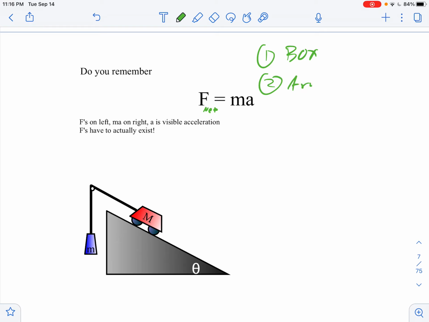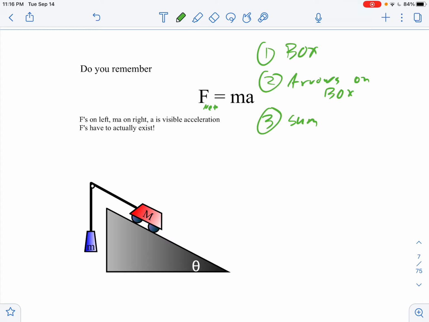So we're going to put the arrows on the box. And if those arrows are acting in multiple dimensions, then we're going to sum up the components. And then, and only then, are we allowed to apply F equals ma. All those forces go on one side. They've got to be set equal to mass times acceleration on the other side.